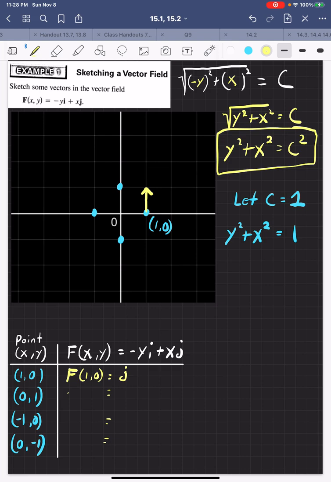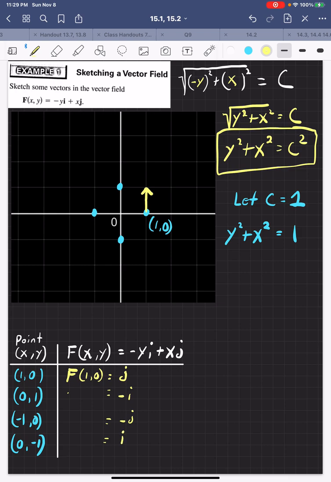So now it's (0, 1). That's going to be 0 for x and 1 for y, so that's going to be negative i. I'm going to do all this first. Negative 1, 0, that's going to be negative j. 0, negative 1, so that's negative 1, so that's just going to be i.